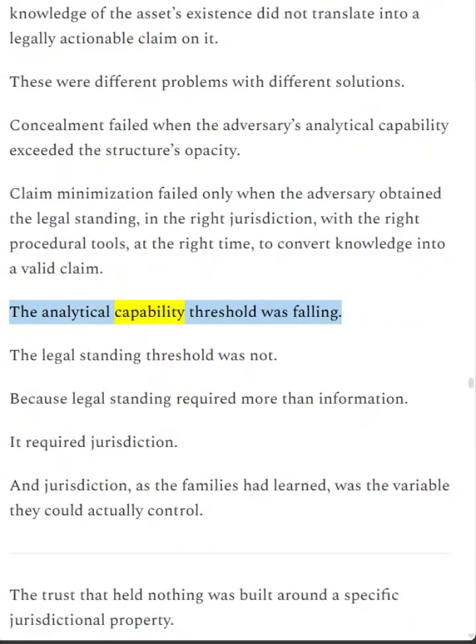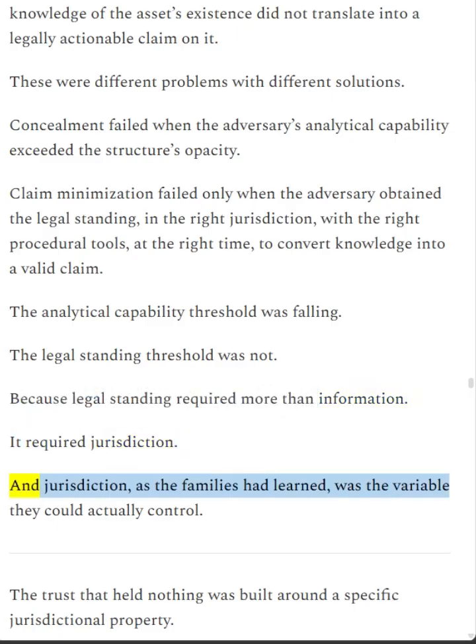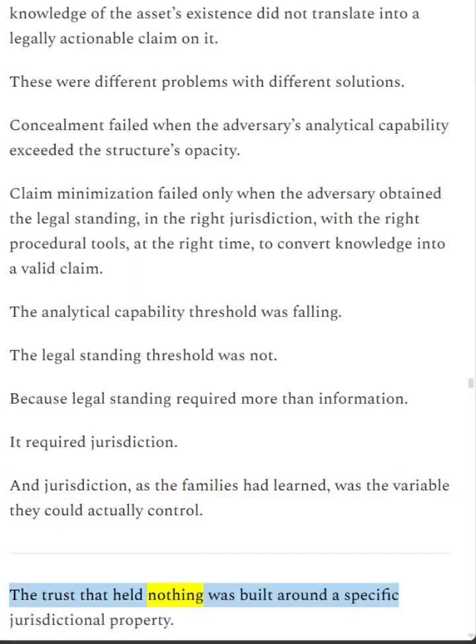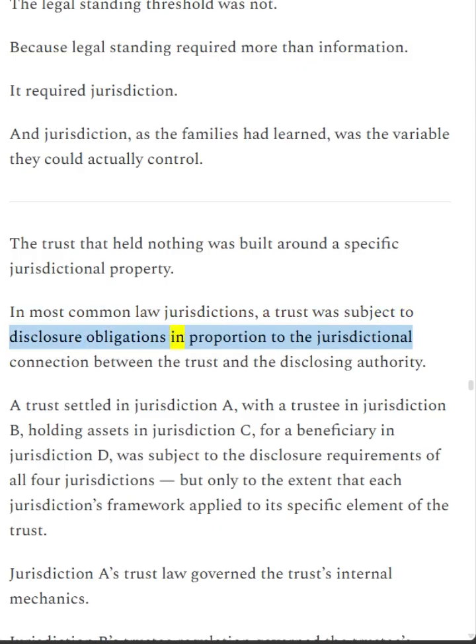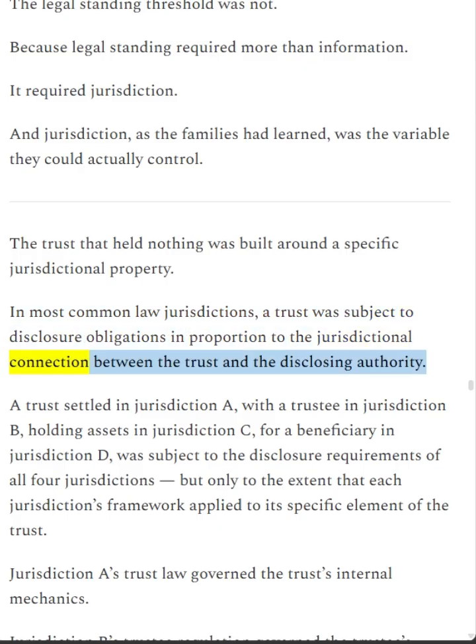The analytical capability threshold was falling. The legal standing threshold was not. Because legal standing required more than information. It required jurisdiction. And jurisdiction, as the families had learned, was the variable they could actually control. The trust that held nothing was built around a specific jurisdictional property. In most common law jurisdictions, a trust was subject to disclosure obligations in proportion to the jurisdictional connection between the trust and the disclosing authority.